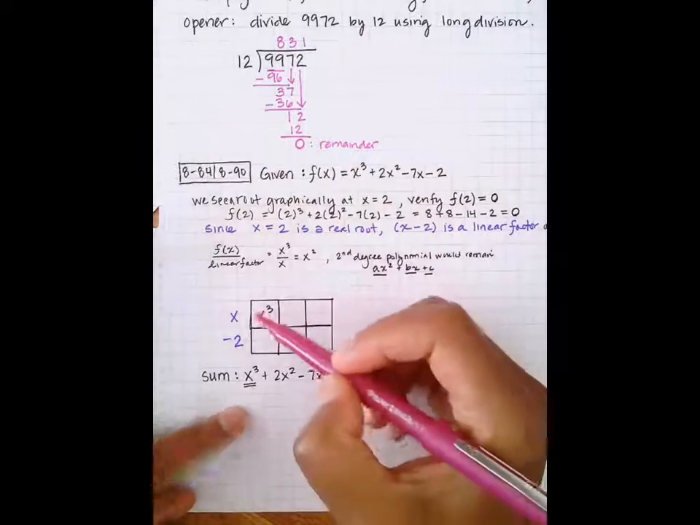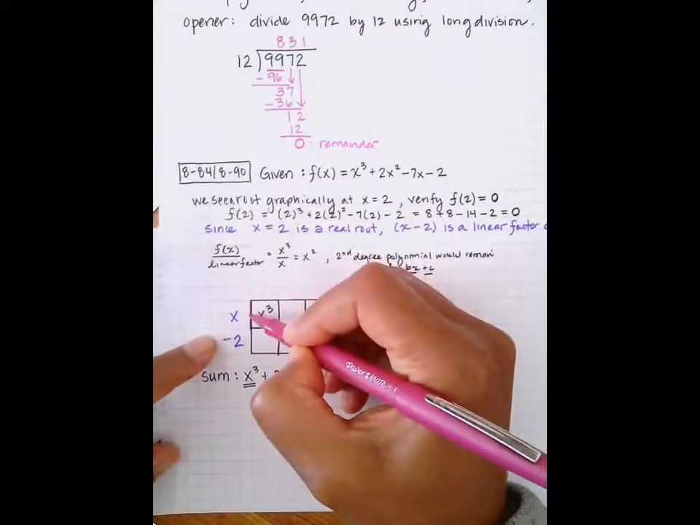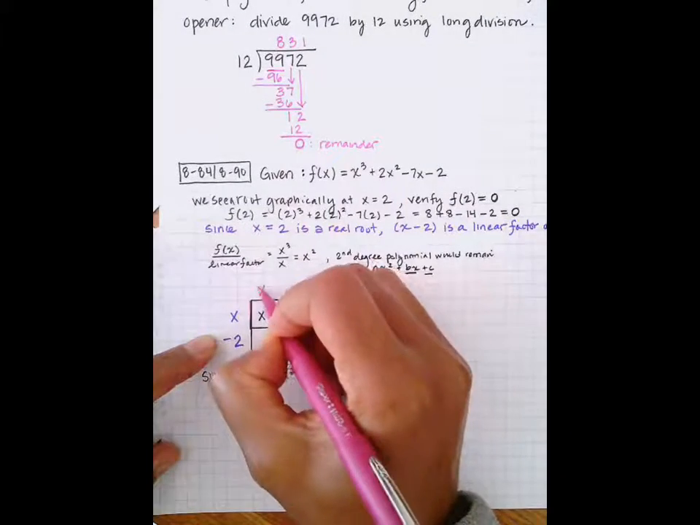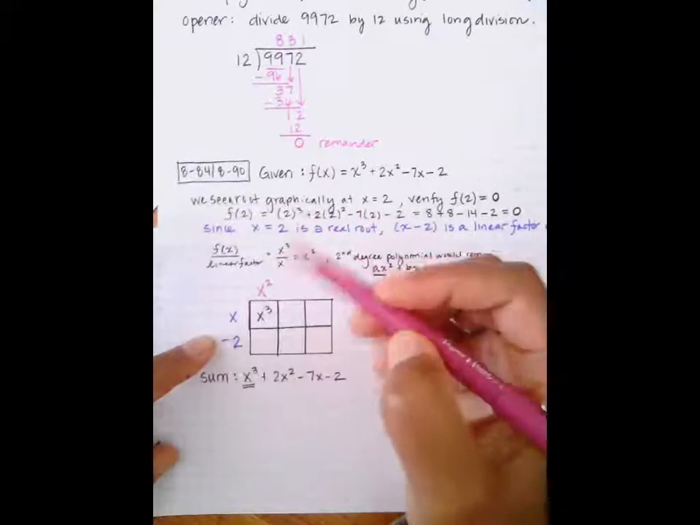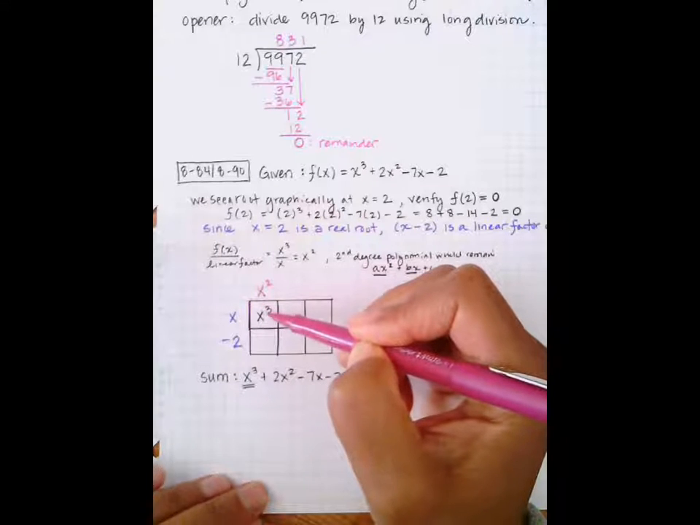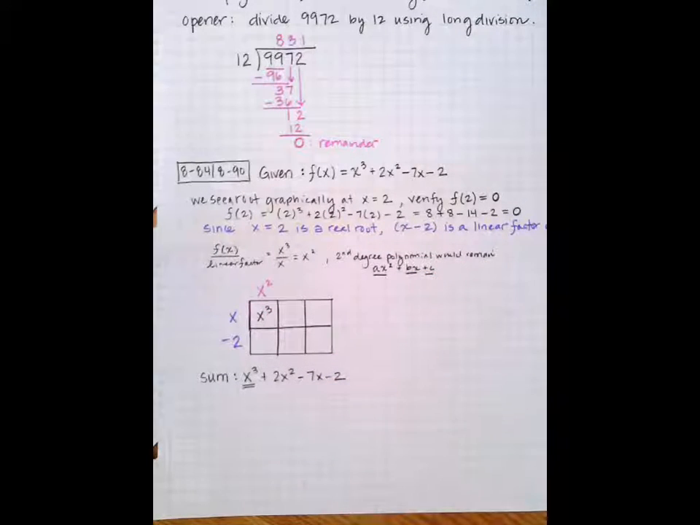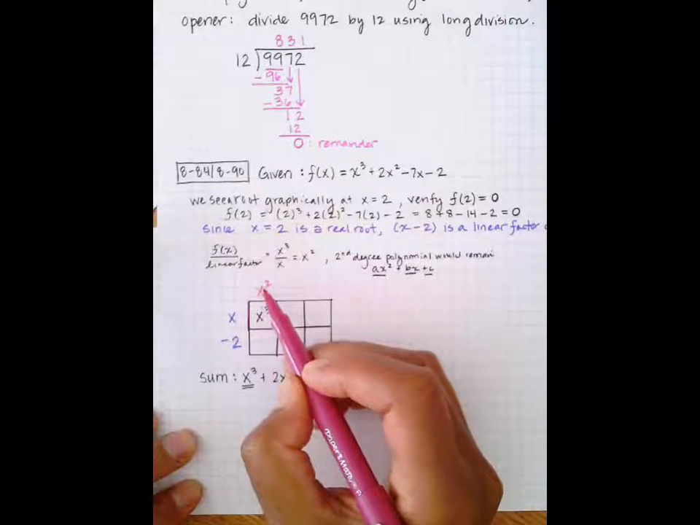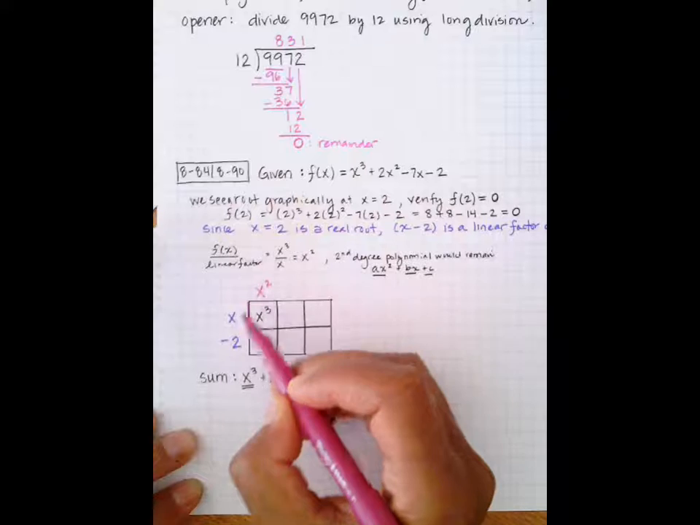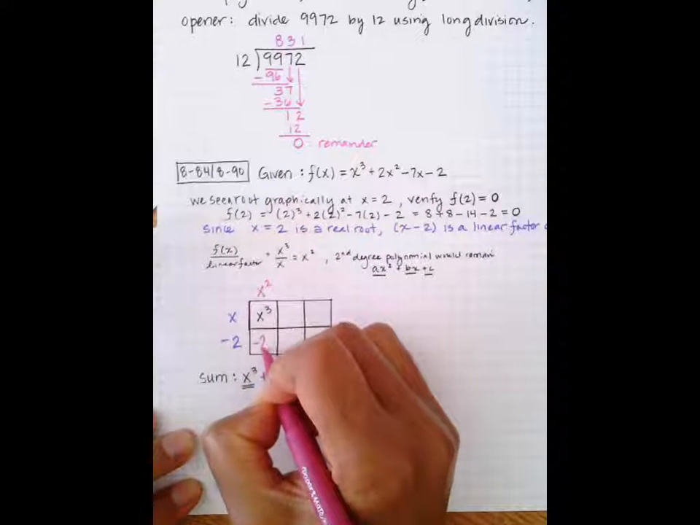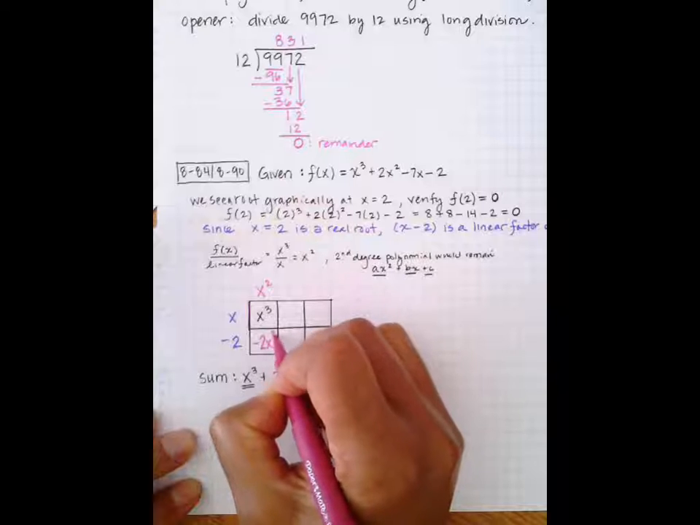So I have to think about if this dimension right here is x, and I know the area inside is x cubed, then the top dimension must be x squared. Because again, x squared times x is x cubed, and this represents the area of the dimensions of the rectangle. So now that I know that this is x squared, I'm going to multiply this x squared times a negative 2 and write what I have left. I've got a negative 2x squared.